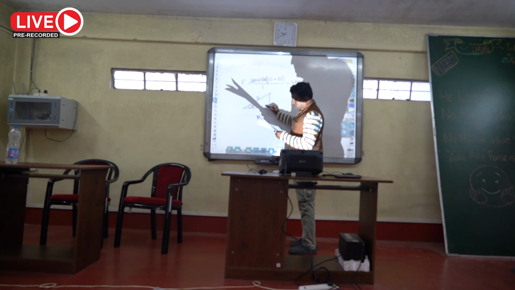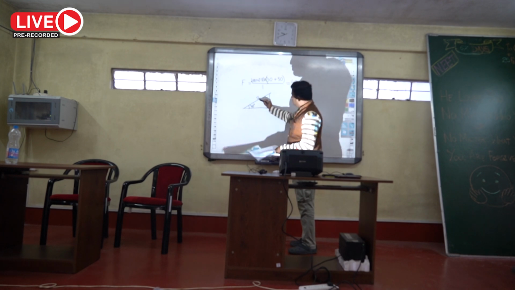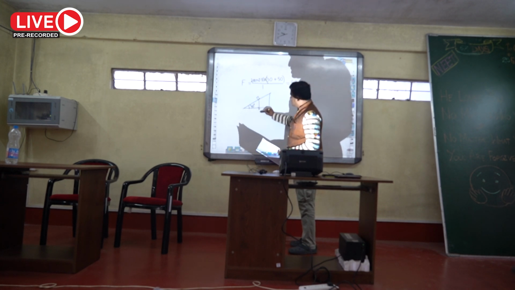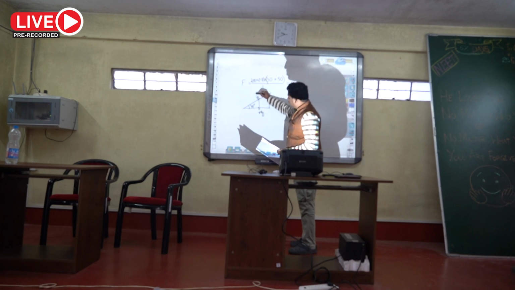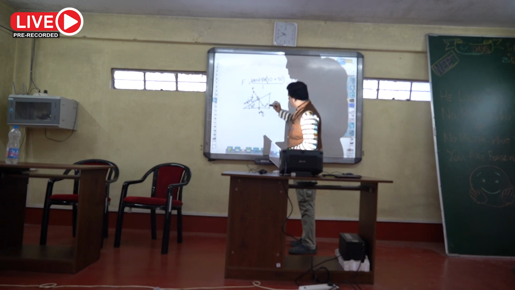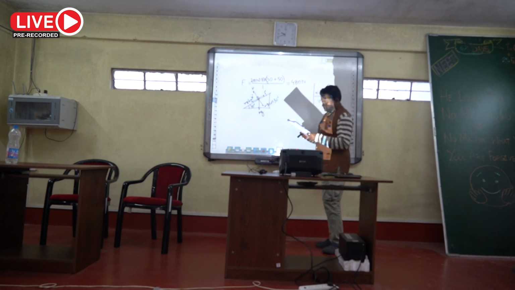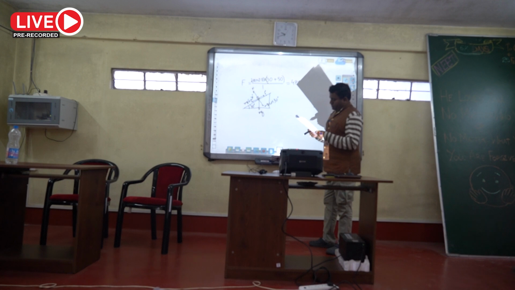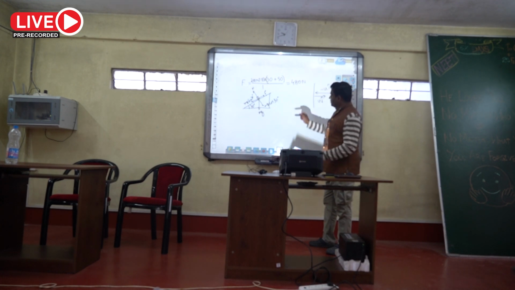Coefficient of static friction is mentioned. Frictional force on the block. See, this is mg, this is normal reaction. These are the components, that is mg sin 30, mg cos 30 and f. Okay. Frictional force is given. You have to find the mass of the block.